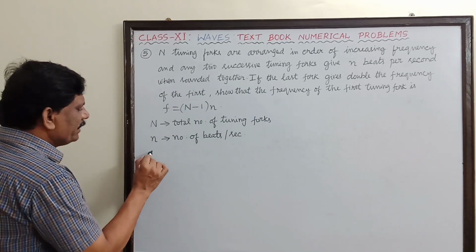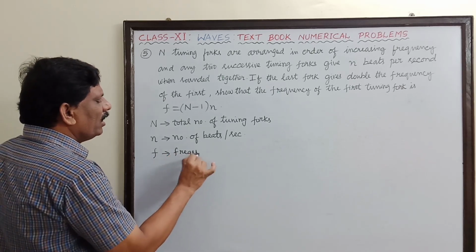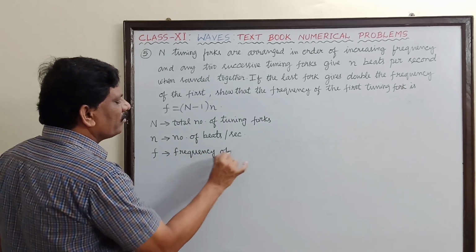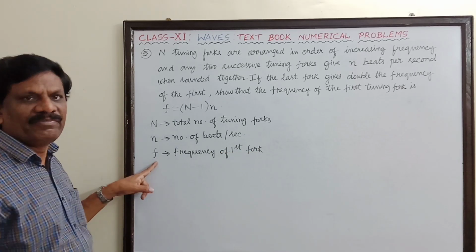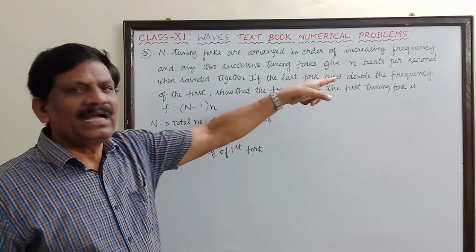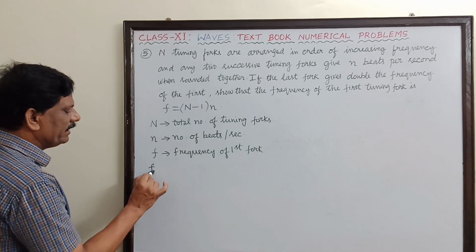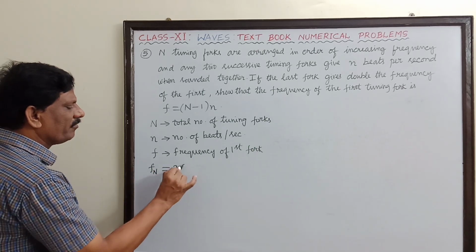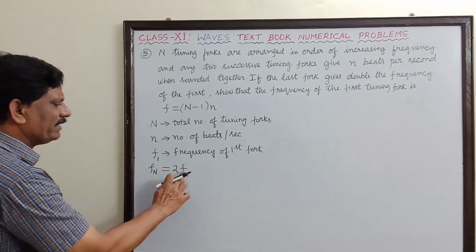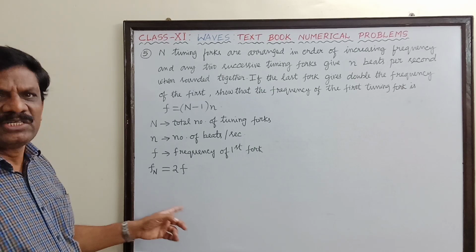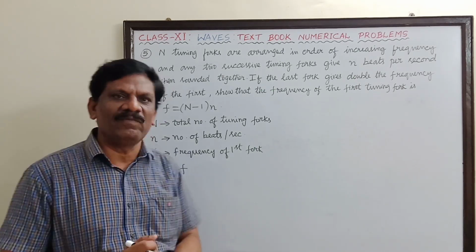So let us take small f as the frequency of the first tuning fork. So the frequency of the last tuning fork, the Nth tuning fork, is equal to twice the frequency of the first tuning fork. We can take F1 or f also; I will take f itself. That is the first tuning fork. So these are all the given hints from which we can solve.